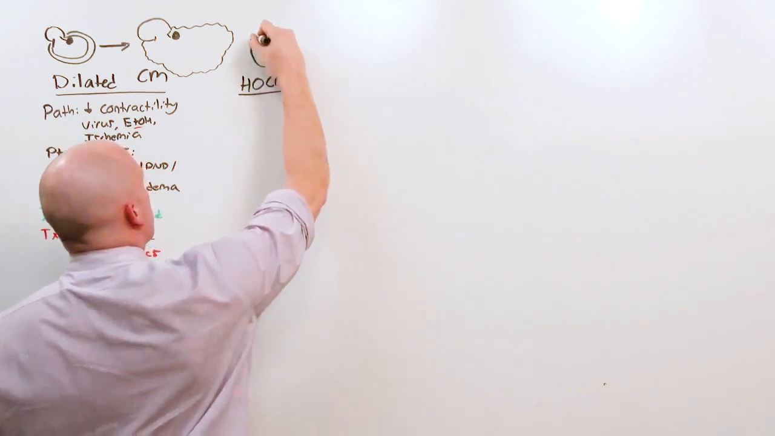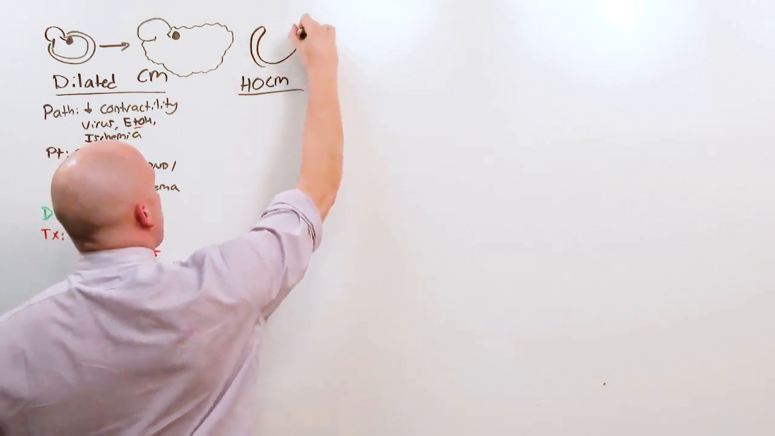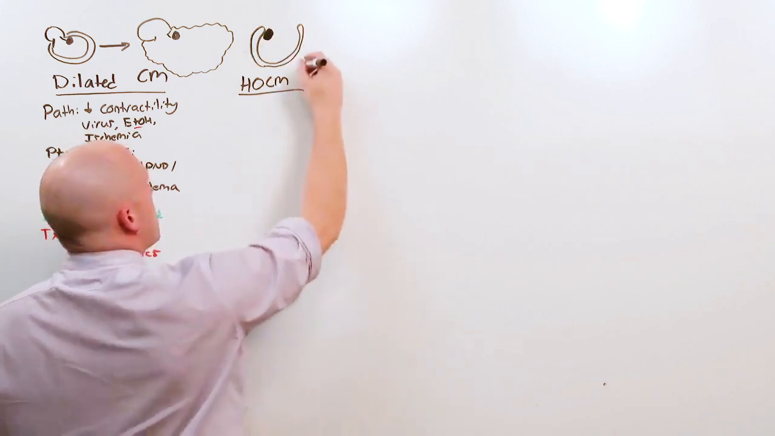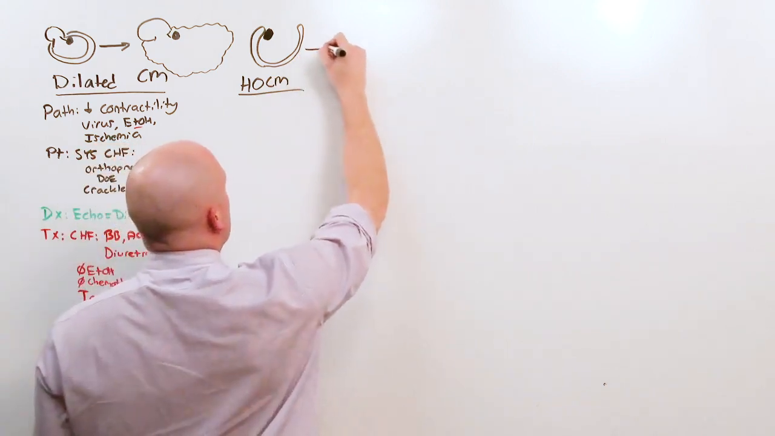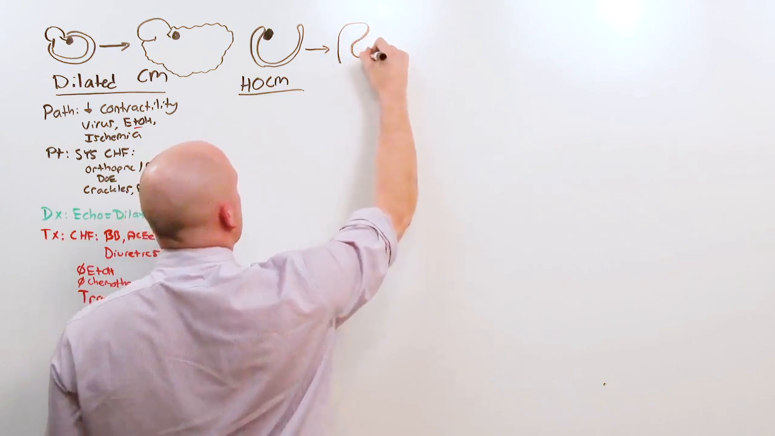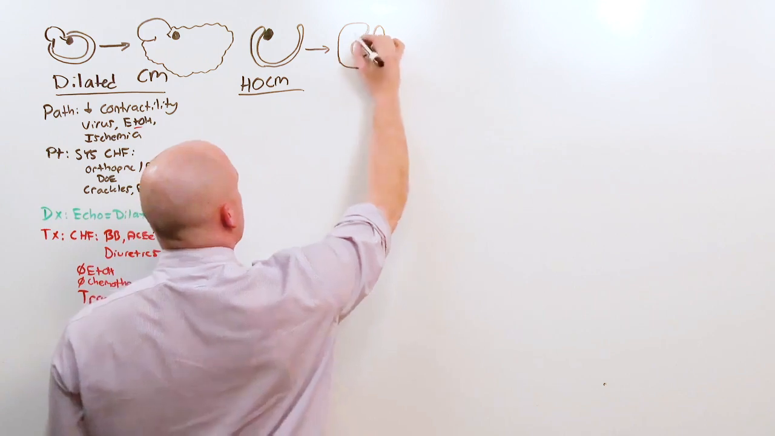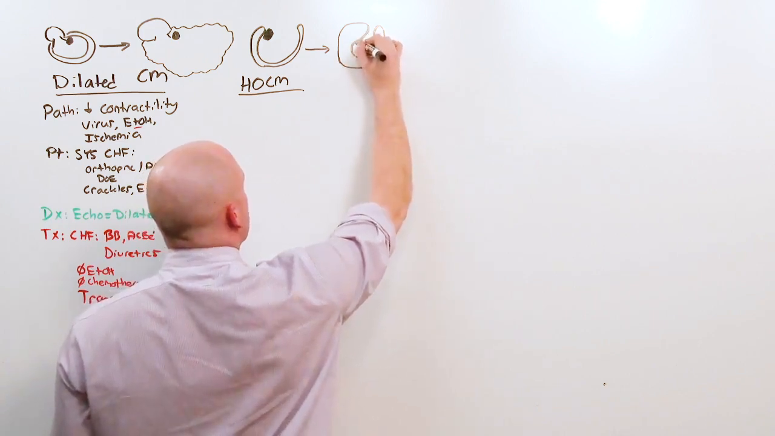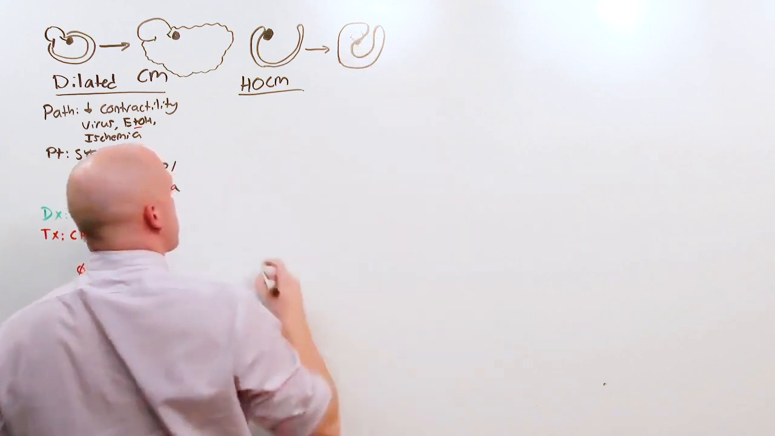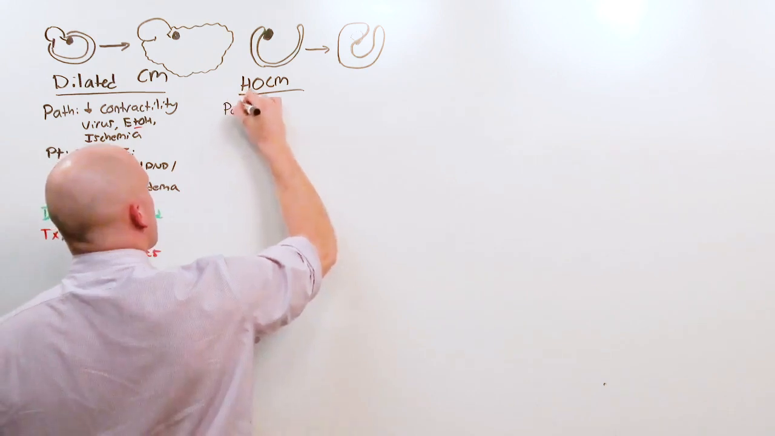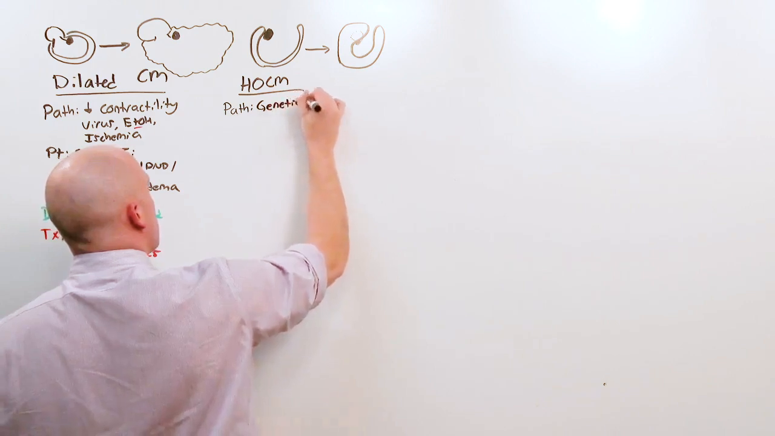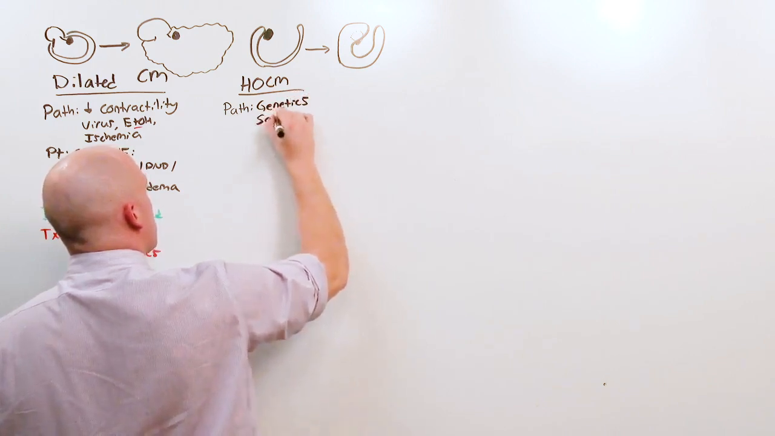This is a normal ventricle with an aortic opening. In hypertrophic obstructive cardiomyopathy, what you're going to get is an asymmetric septal wall thickening that causes a left ventricular outlet obstruction. It covers the aortic opening. This is almost always caused by genetics, and it's a problem with sarcomeres.